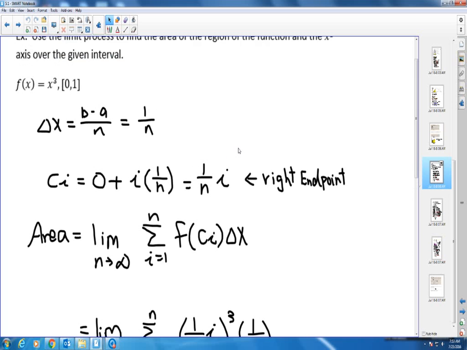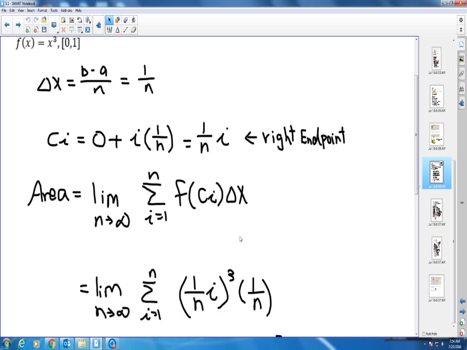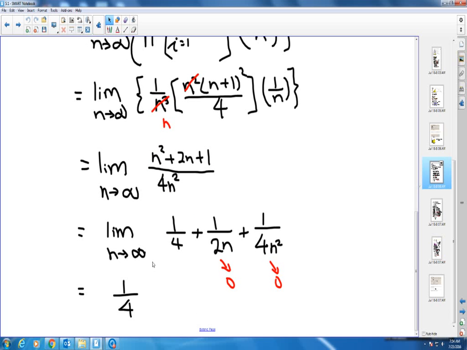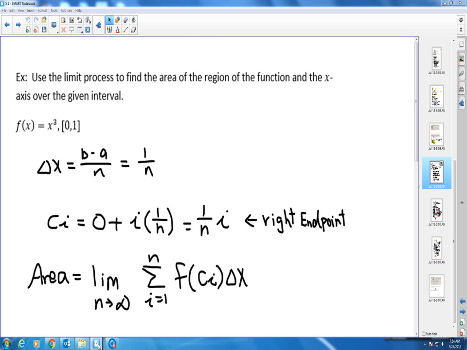Alright, this example: use the limit process to find the area of the region. What we did was find the width of the rectangles, b minus a divided by the number of rectangles I'm going to do. My c sub i is a point on the ith interval, and we ended up using the right endpoint for those. Then we went through all this limit process and found that as n goes to infinity, as I create more rectangles, eventually my area under the curve is 1/4. So we're going to do the same problem using integration.